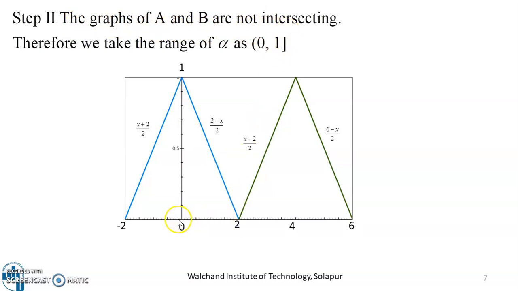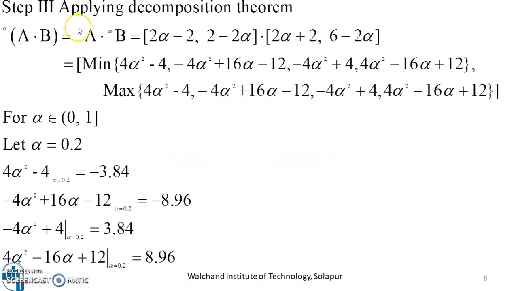Actually, the intersection of the graphs with the x-axis we are not going to consider. That's why I have written here they are not intersecting. Therefore, we have to take the range of alpha, open 0 to closed 1, as it is. Now, step number 3 is applying the decomposition theorem.